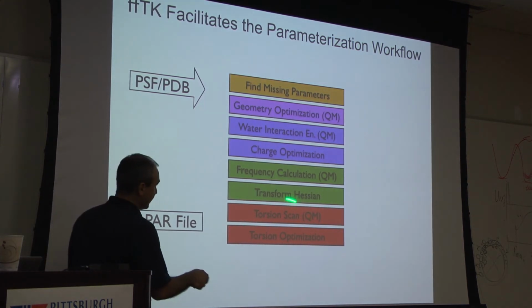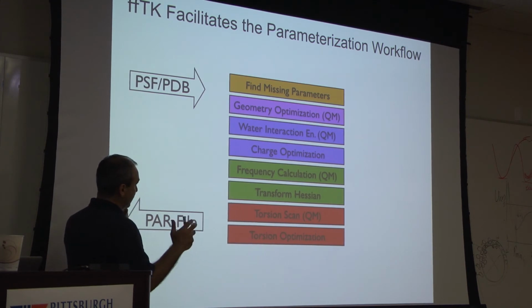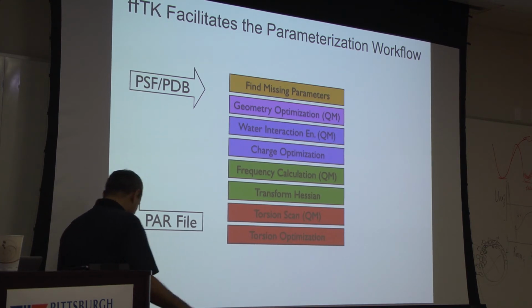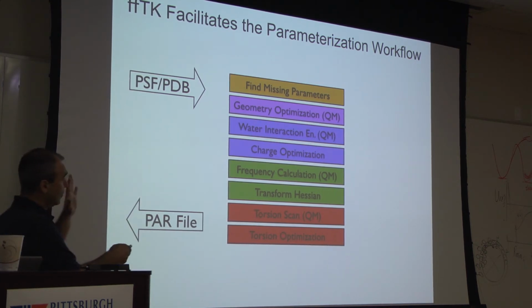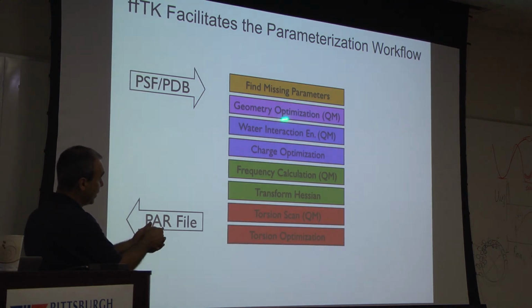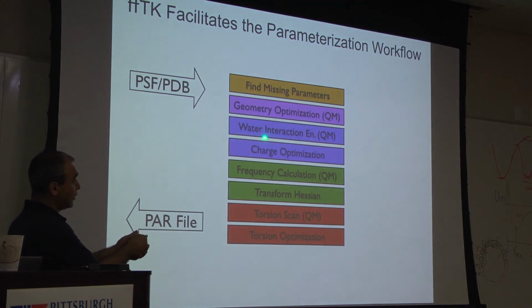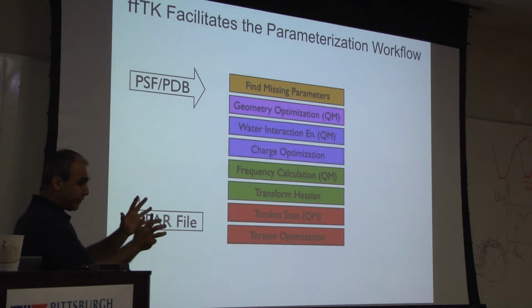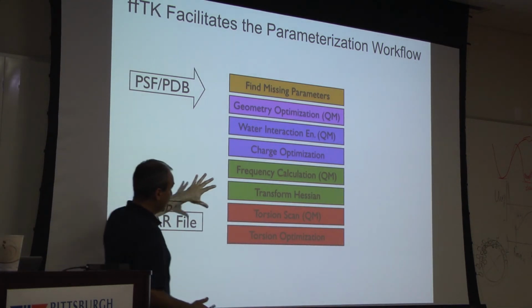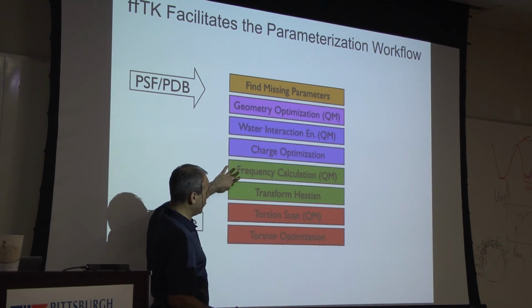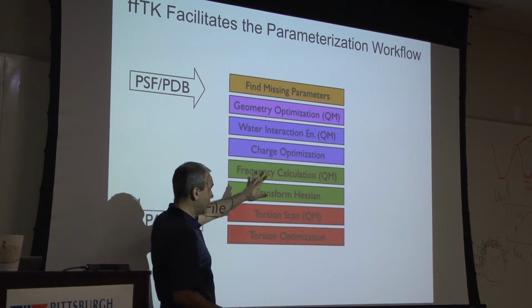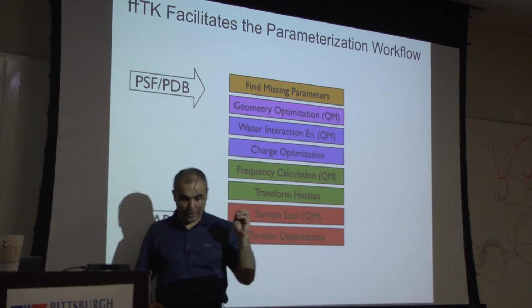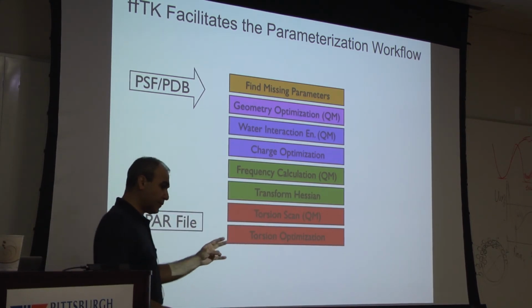The strategy is we start with charge optimizations. So we get the optimized geometry of the molecular system, and use that to calculate water interaction and get our charges. That's step one. Step two, if you want to do the bonded parameters, now we do frequency calculation, Hessian calculation in quantum mechanical calculations, and get the bonds and angle parts of the Hessian.